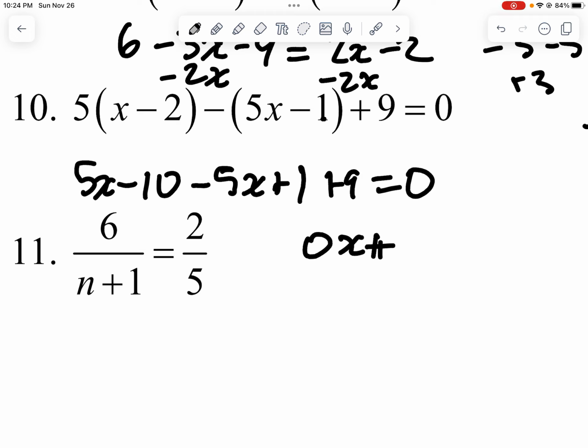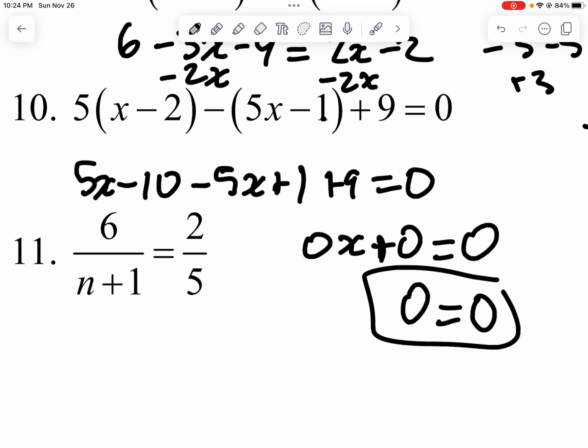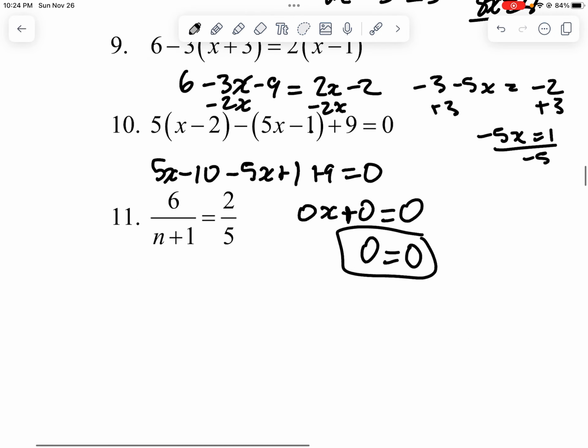That's just equal to 0x plus 0 equals 0. 0x, nothing, 0. 0 equals 0. So what does this mean in context? That x can be any number, really. That's what it means.